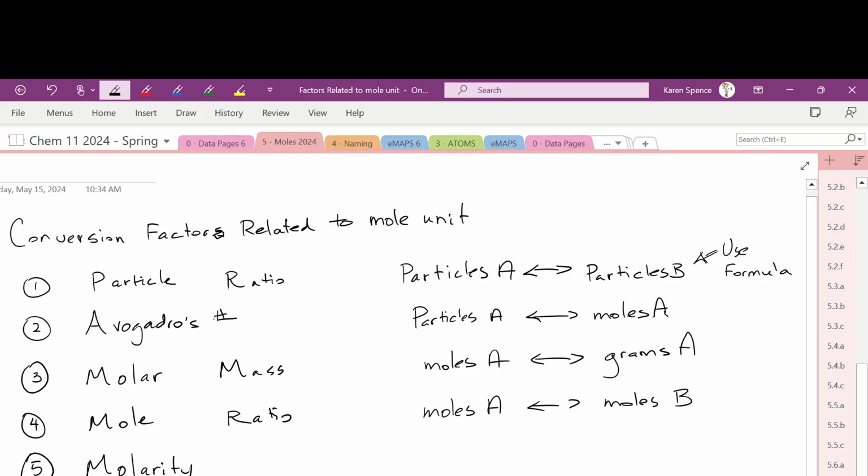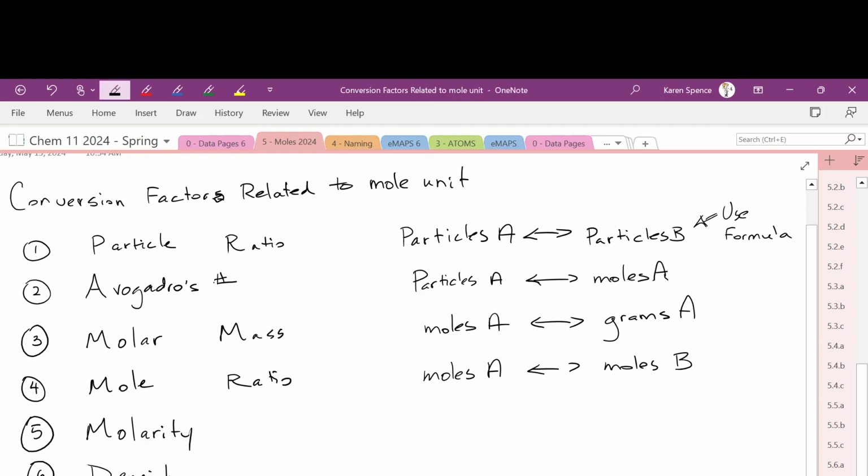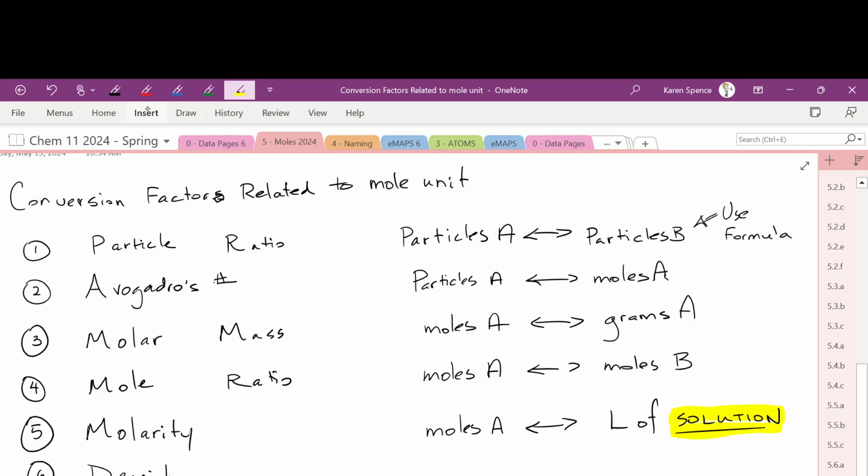What does molarity convert between? Moles of A to liters of, I'm going to write solution here, because we're actually going to have 3 different kinds of liters or volume, okay?